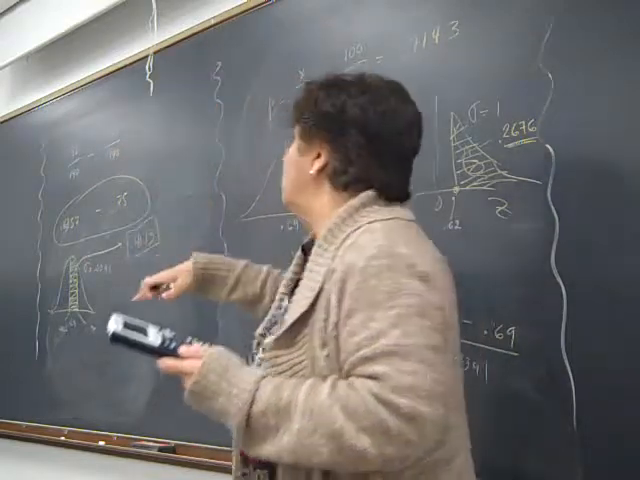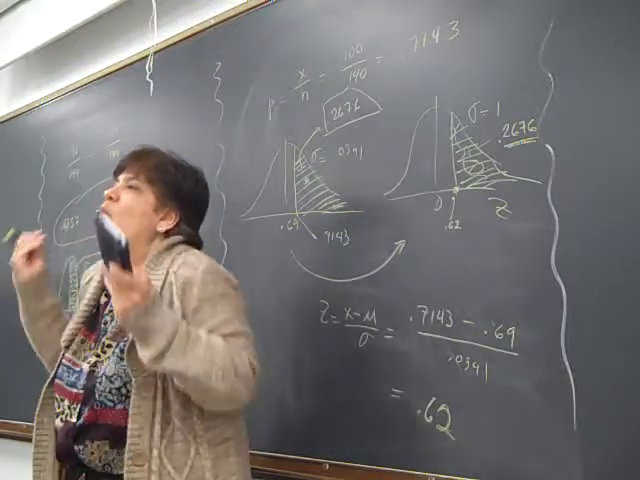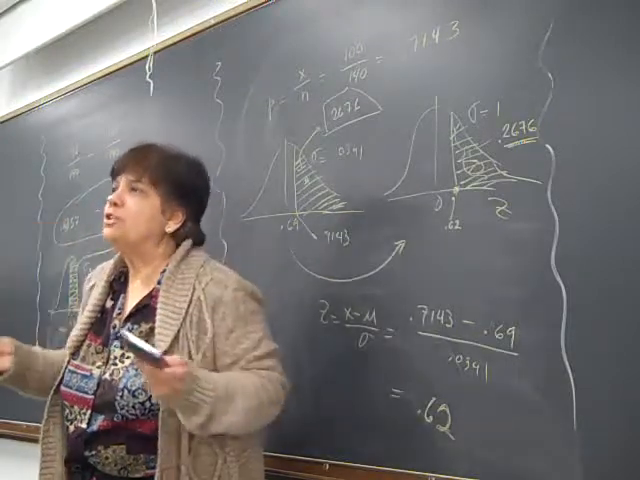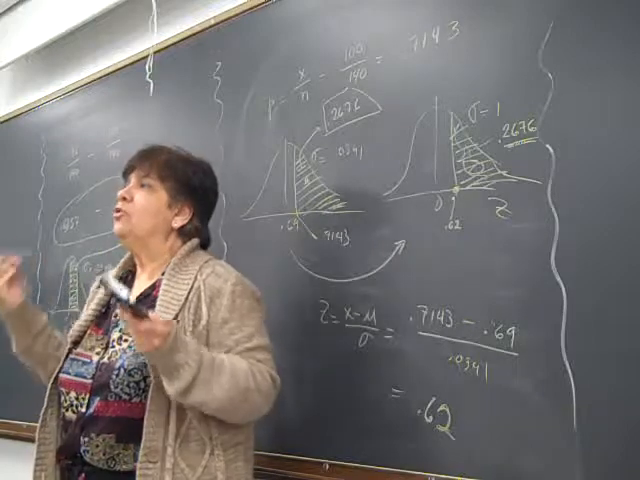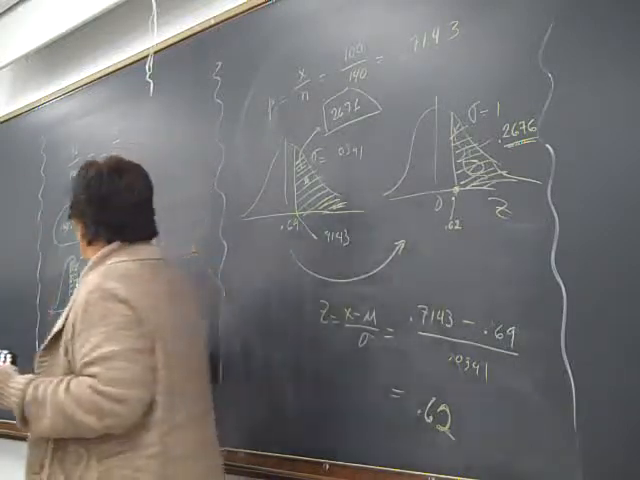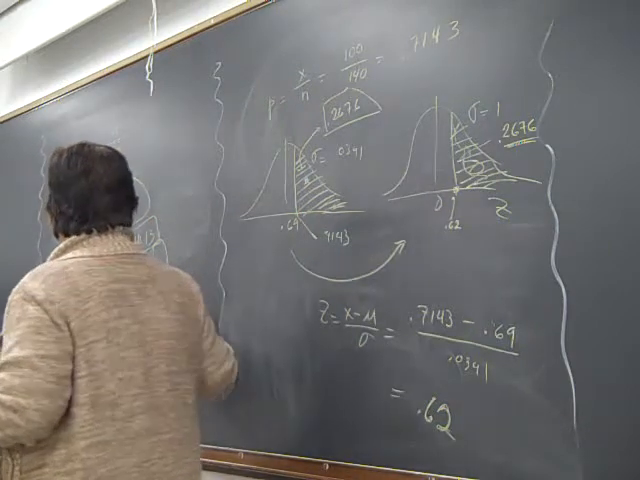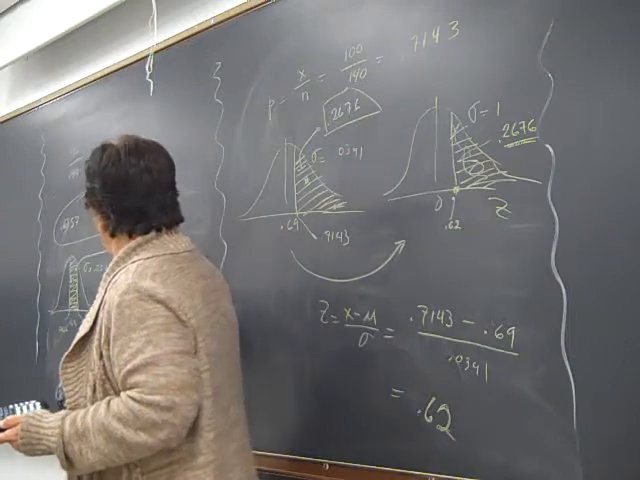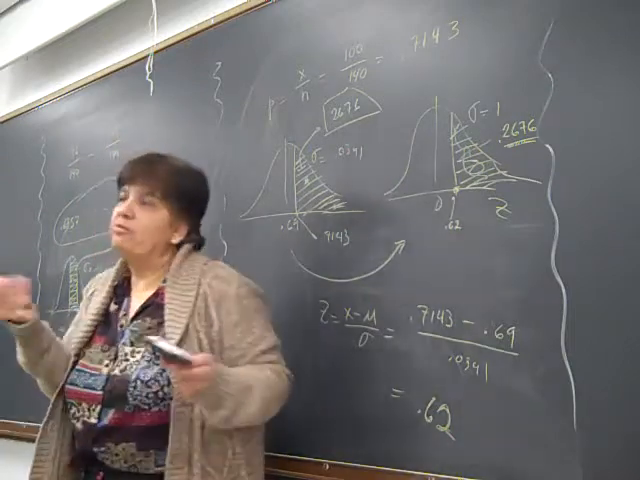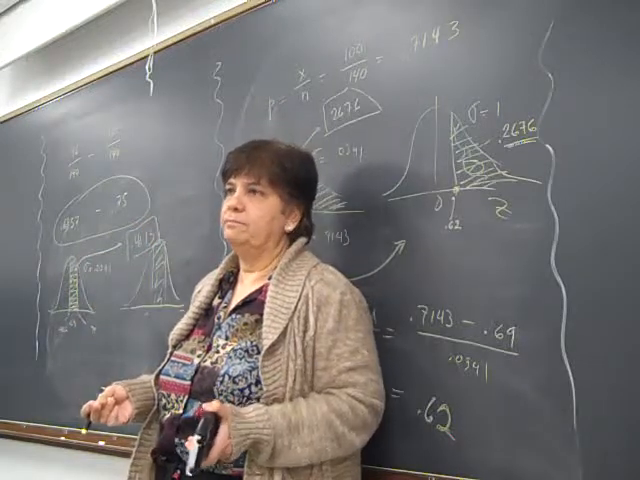Instead of translating this, it doesn't matter what way you use. It's up to you. You use the way that you feel more comfortable with. Or you can translate this value into a standard normal distribution and then do what you already know. And that is going to give you exactly the same results.